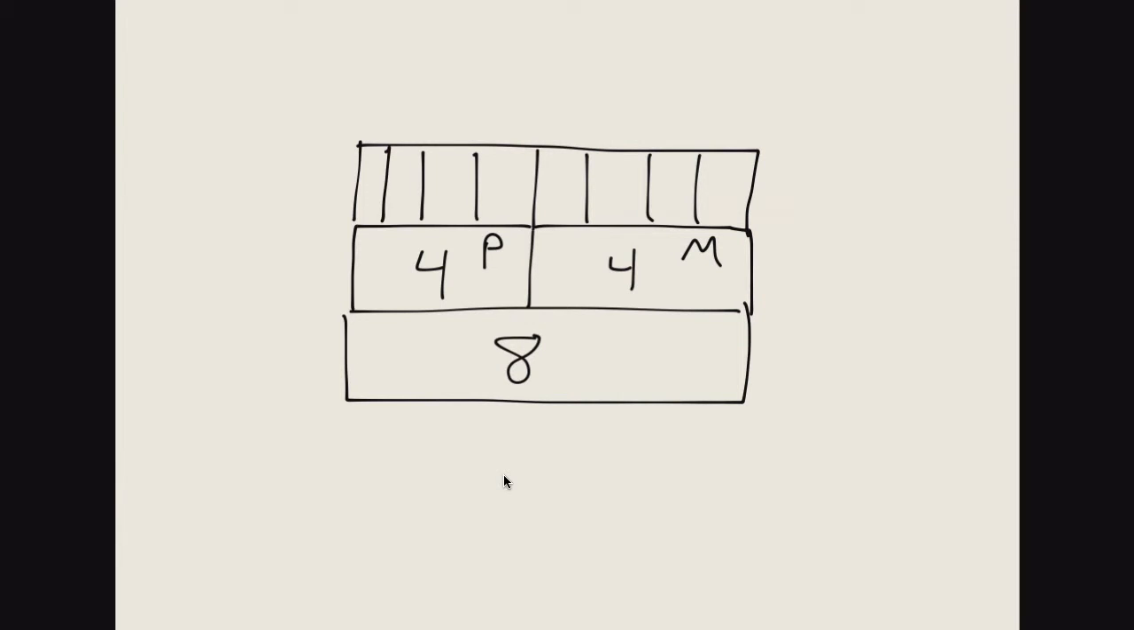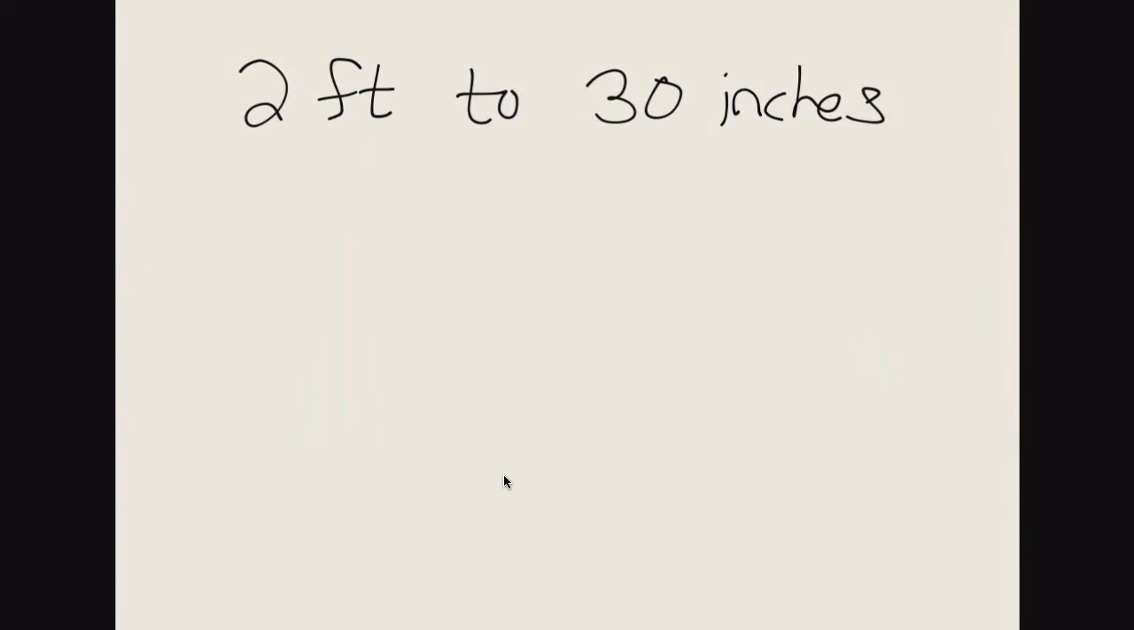All right, let's move on to another example so that you get some more diversity with this. What we're going to talk about is what happens if there are units involved. Let's say we're comparing the ratio 2 feet to 30 inches.